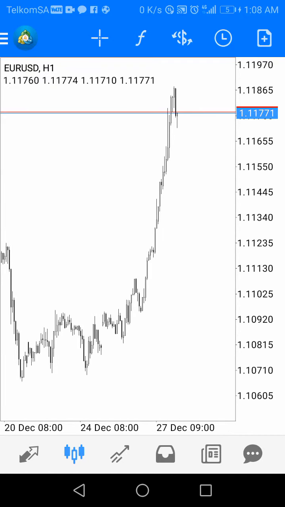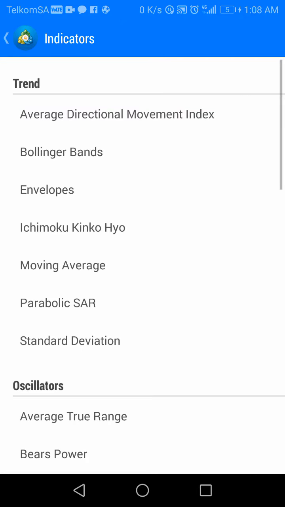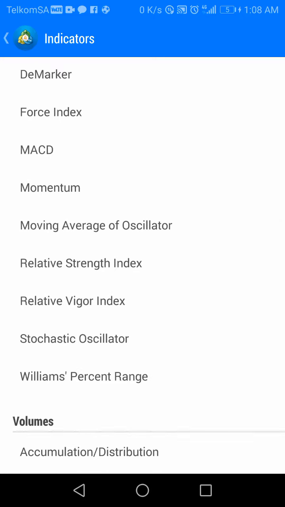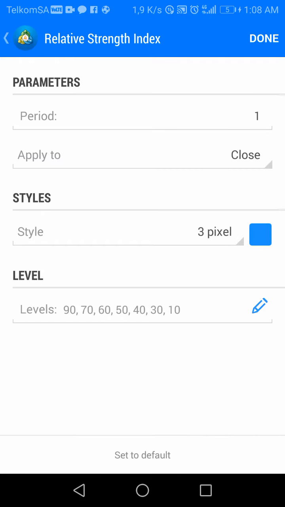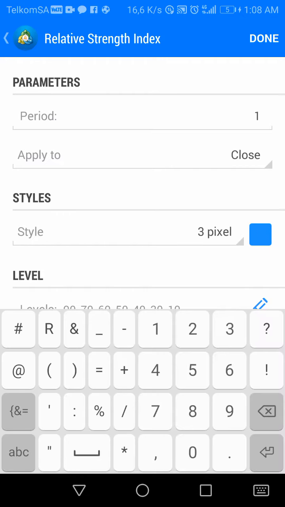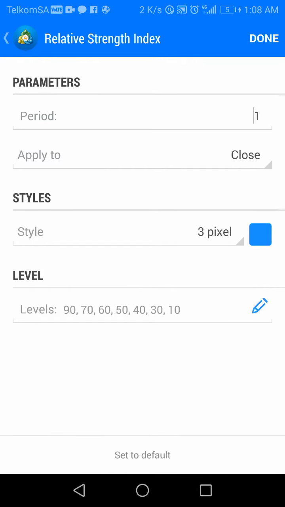So we're gonna add the first indicator, which is RSI. I hope we all know RSI, relative strength index. The period is gonna be 1, as you can see here, and you apply to close. And so this is the interesting part.